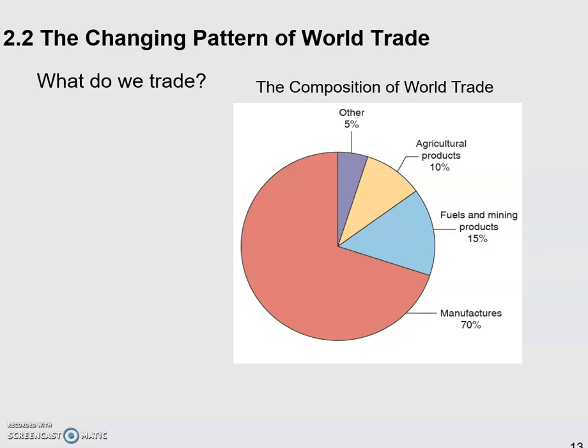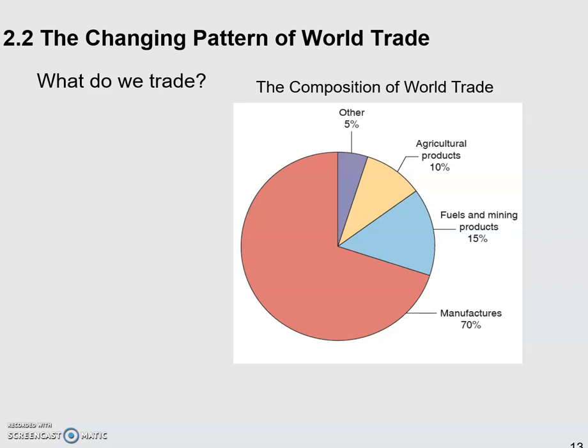Okay? We're talking about computers, cars, iPhones, shoes, clothing, right? All of these. And the second largest part is fuels and mining products. So crude oil, natural gas, precious metals, these are still quite important, okay, as raw materials for the manufacturing sector. Okay. The third one is agricultural products. Okay, accounts for 10% of world trade.